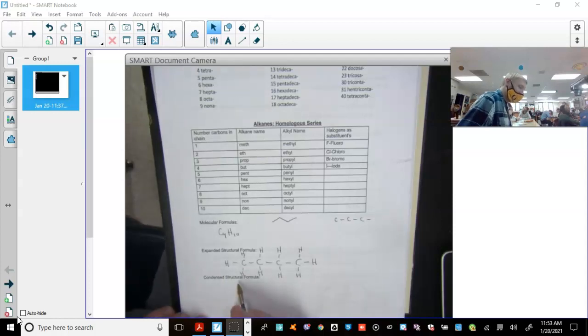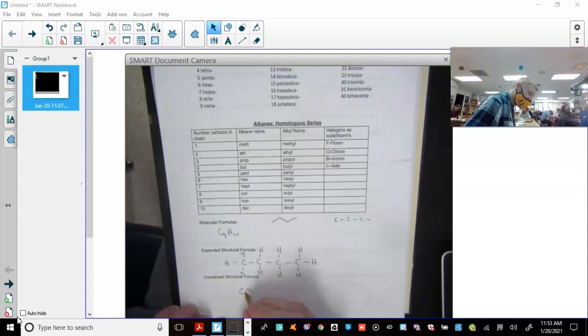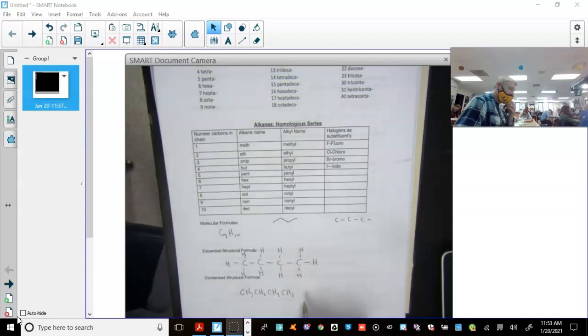So what if I want to do the condensed? You've probably seen this before. I have CH3, that's going to be one little chunk. Then CH2, CH2, and CH3. So this is the same type of deal.